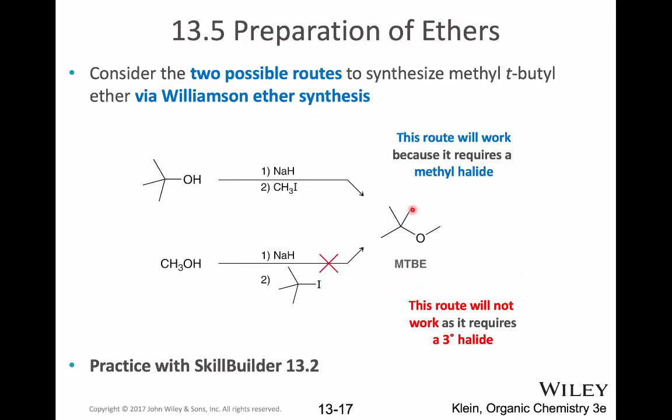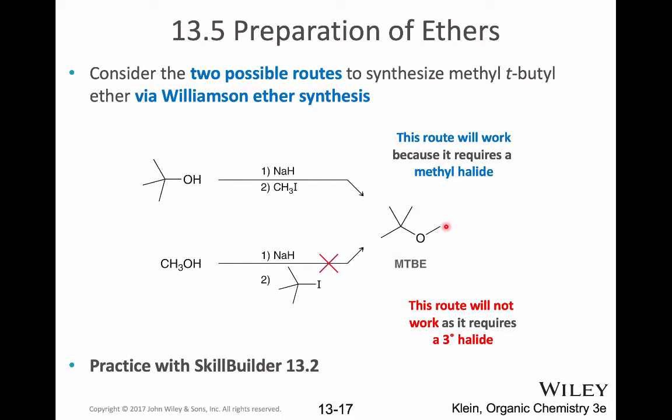Now the reason this becomes important is, let's say you want to make methyl tert-butyl ether, shown here. If you think about it, there are two ways you could do this. You could use tert-butanol as the alcohol, so we're going to use this part as the alcohol.